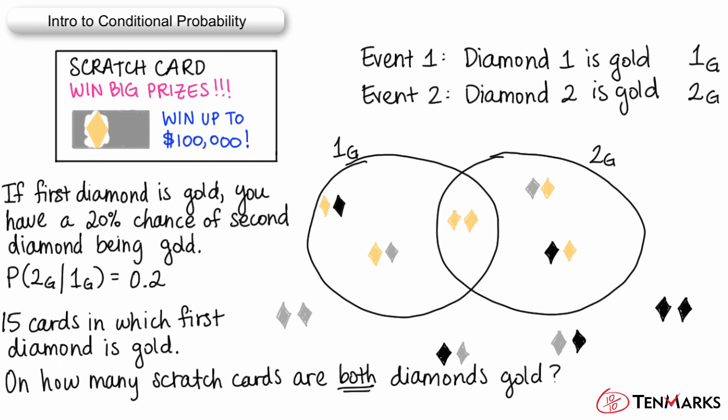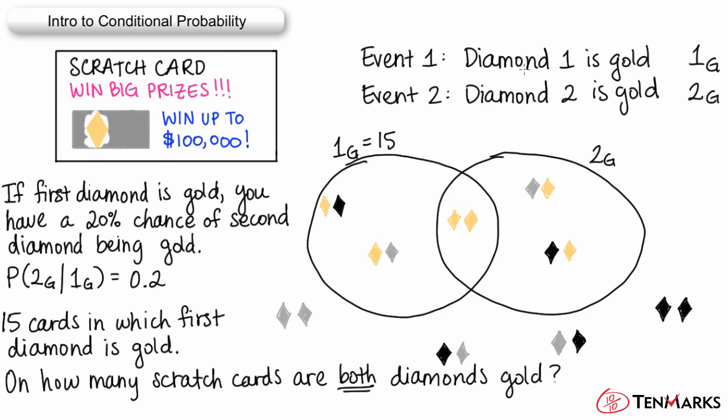You heard earlier that the probability of the second diamond being gold, given that the first diamond is gold, is 0.2. This means that of the 15 cards whose first diamond is gold, the probability of the second diamond being gold is 0.2. In other words, 20% of these 15 cards will have 2 gold diamonds.